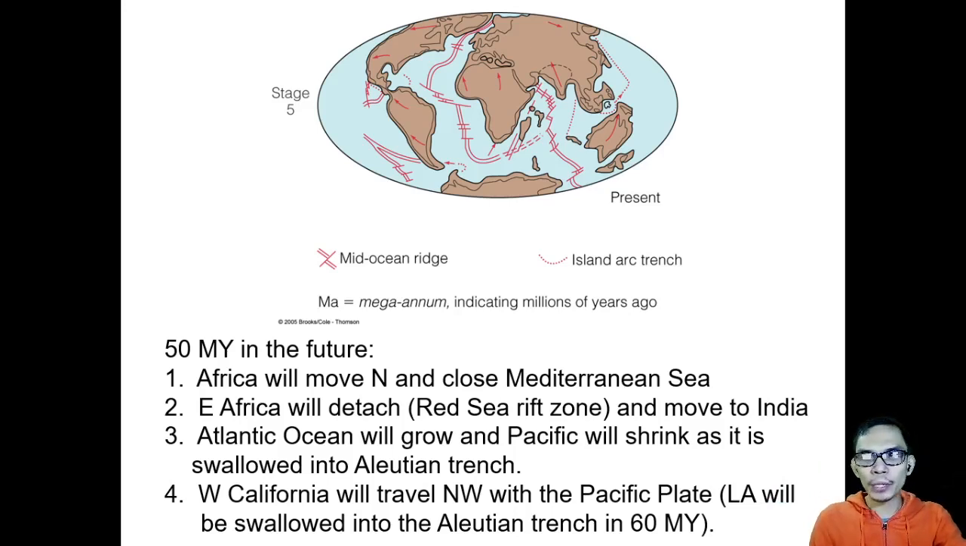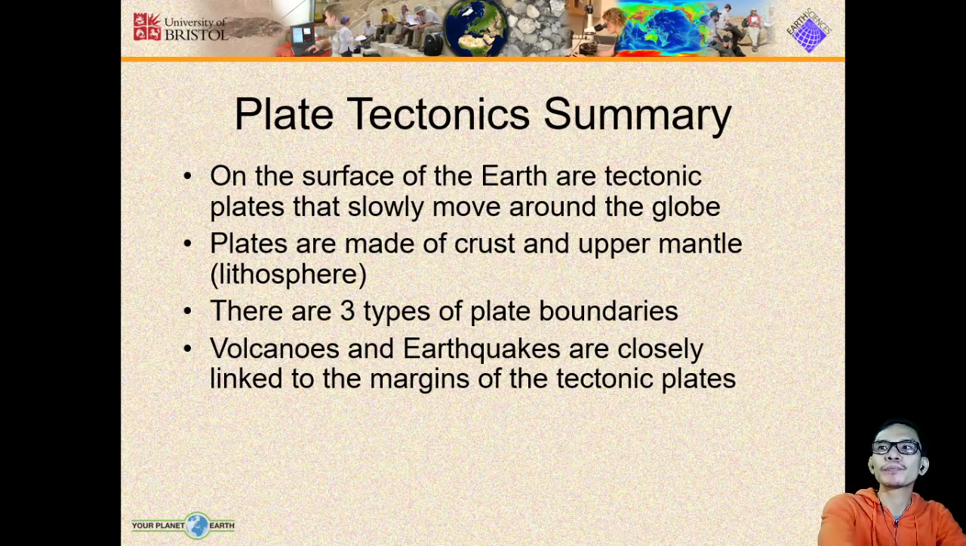East Africa will be detached, as we discussed earlier. And California will be traveling northwest, and it will be swallowed 60 million years from now in the Aleutian Trench. So the regions in California will be on the ocean floor, at the bottom of the ocean, 6 million years from now. So the Atlantic Ocean will grow, and the Pacific Ocean will sink.